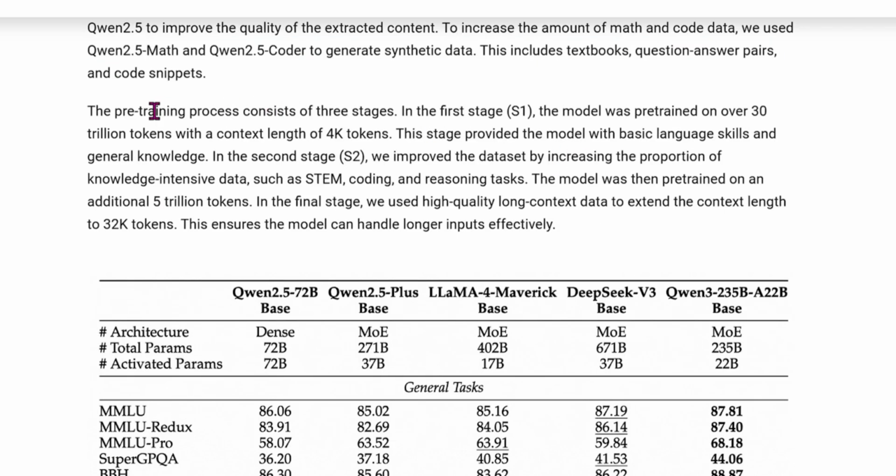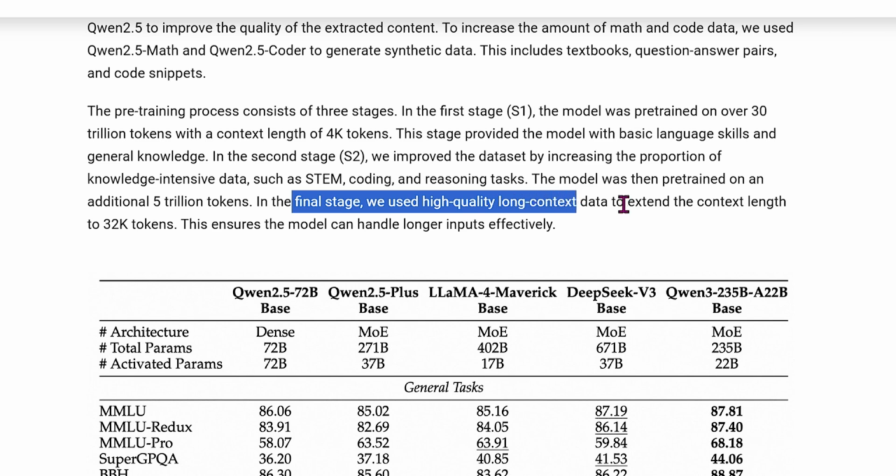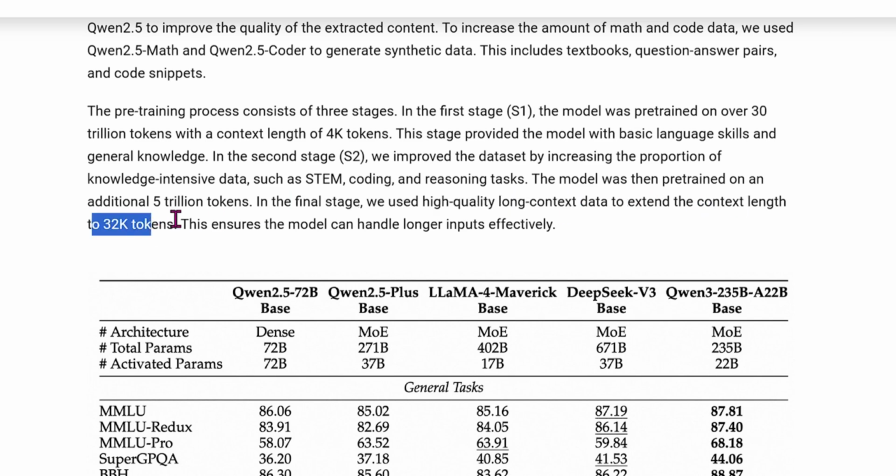Okay, so the pre-training was done in three stages. In the first stage, the model was pre-trained over 30 trillion tokens with a context length of 4K tokens. In the second stage, they improved the data set by increasing the proportion of knowledge intensive data, for example STEM, coding, and reasoning tasks, and the model was then pre-trained on an additional 5 trillion tokens. In the final stage, they used high quality long context data to extend the context length to 32k.